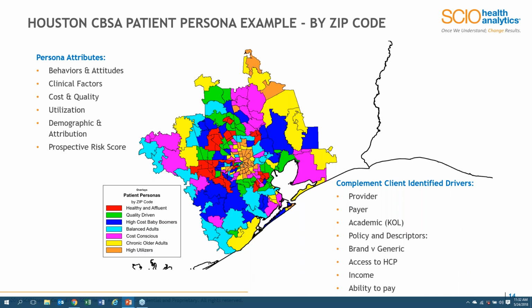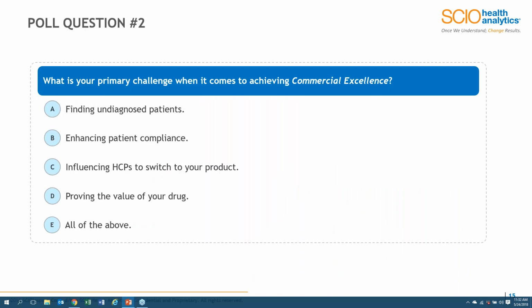So again, the goal here is zip code-based personas based on SCIO's methodology and data, but again, enhancing that potentially with client-provided data as well. And John, I'll pass it off to you. Oh, thank you, Mark. I think that leads us to our second polling question.